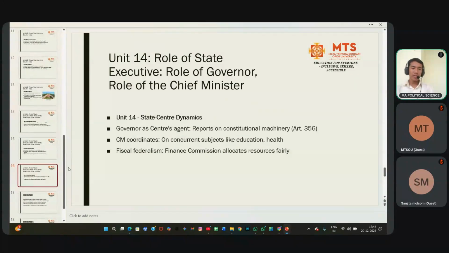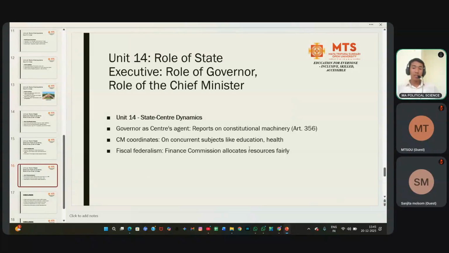So what is the relationship between center and state here? What is the role of the governor? We can see that the governor is acting as the center's agent. The governor is not a secret agent of the central government, but an agent. He watches over the action of the state, how the state is functioning, so that the central government always gets updated about the things happening in the state government.